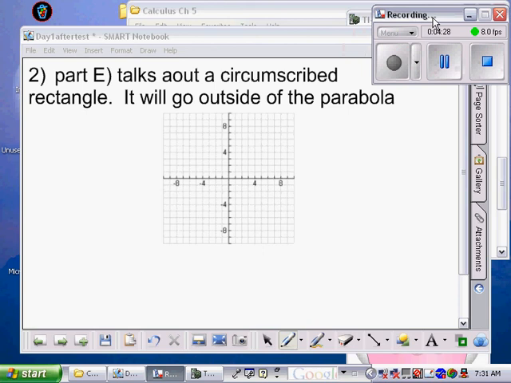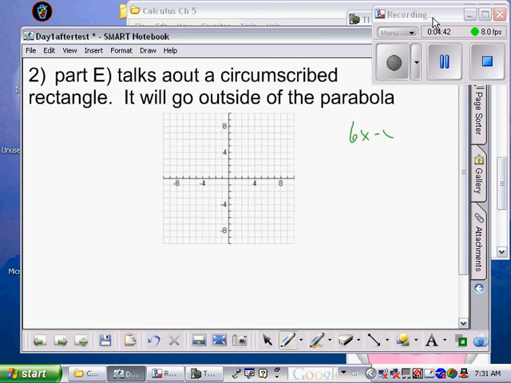I don't have the equation written down here, but it's 6x minus x squared. So we've got a parabola here, and it's going to hit again out here at 6. And at 3, 18 minus 9, so 9, somewhere right in here, you're going to have a graph. It's an upside down parabola like that.